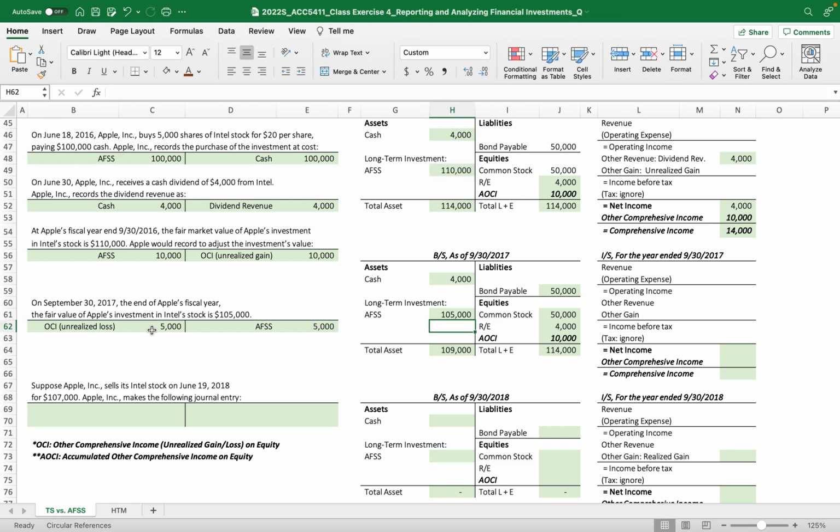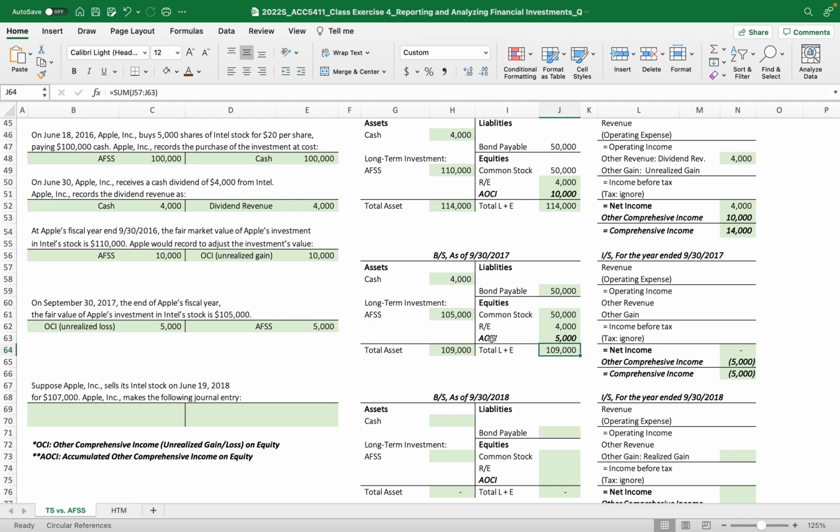$5,000 decreased in other comprehensive income. Now this is minus, right? So the total comprehensive income, if there's no other transaction, is minus $5,000. Now this AOCI must be reduced by this other comprehensive income. Got it? Then we balance that out.